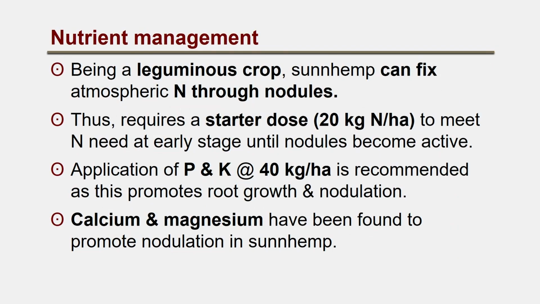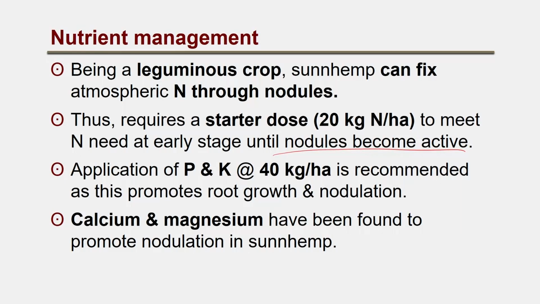Now, see nutrient management in sannhemp crop. This crop is a leguminous crop and it can fix atmospheric nitrogen in its nodules. Thus, it requires a starter dose to meet nitrogen need at early stage until nodules become active. So, for most of the leguminous crops or plants, you require a starter dose because in the beginning at seedling stage, the plant is not able to manufacture nodules where nitrogen can be fixed.